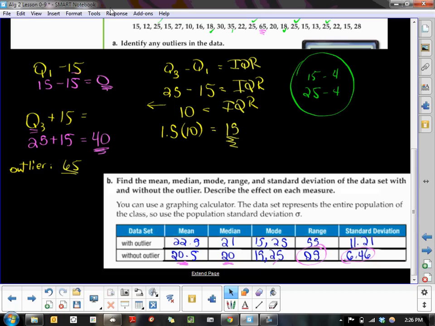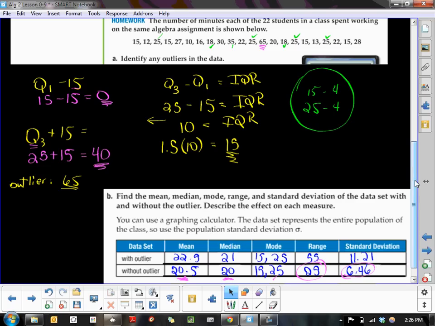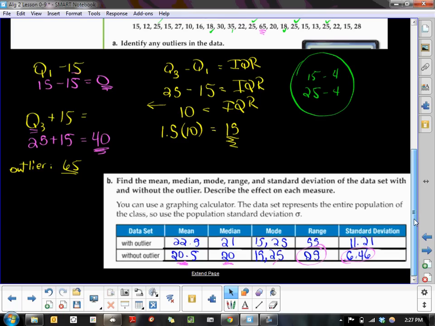And standard deviation says most of your scores are only about 6 units away, or 6 in this case, I think it was minutes, away from average. So on average, students took about 6 minutes per problem to do their assignment in class, whereas when you add that 65-minute person in there, the standard deviation is quite large. So looking at your data sets with and without the outlier shows you just how much outliers can change your data.